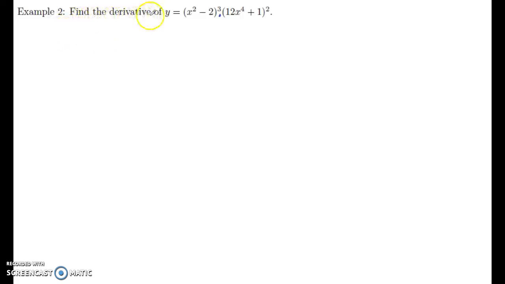Example 2, find the derivative of y equals (x squared minus 2) to the third power times (12x to the fourth power plus 1) squared. To find the derivative, we need to notice that it is a product. So the first rule to apply is the product rule.